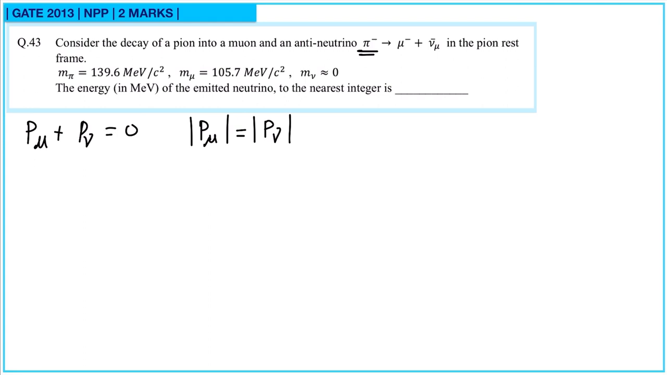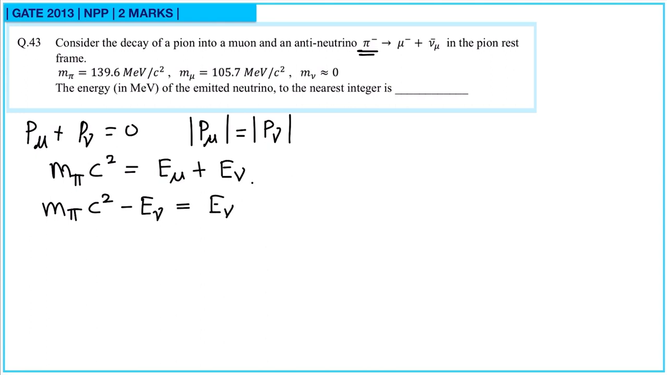Here we have applied conservation of linear momentum. Now let us apply conservation of energy as well. The initial energy will be mass energy, because it is not moving, it won't have any kinetic energy. So mass energy is m pi c square, and final energy will be the energy of muon plus the energy of neutrino. Now these energies will contain both kinetic and mass energies. So from here I can write m pi c square minus energy of this neutrino will be equal to E of mu.